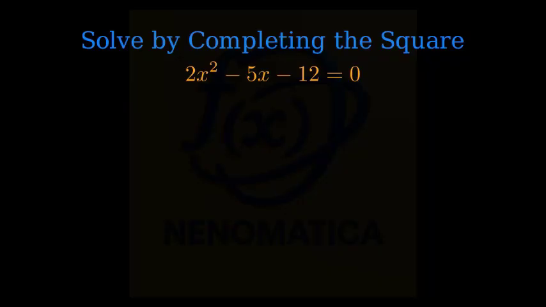Our equation is 2x squared minus 5x minus 12 equals 0. We'll follow the algorithm step by step and explain each move visually.